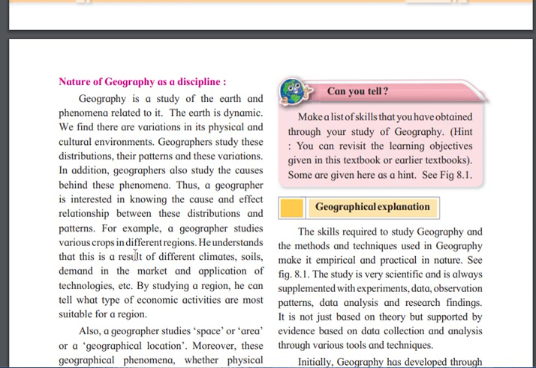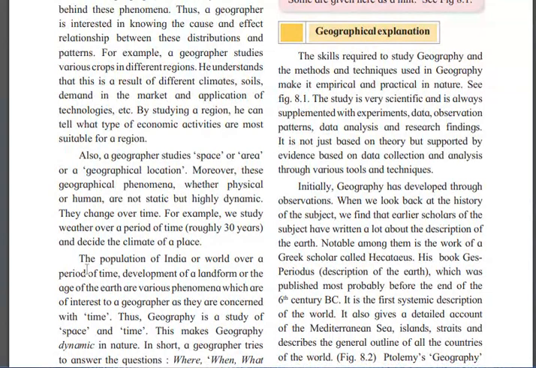And by studying a region, he tells what type of economic activities are more suitable for that. By understanding the region, the geographer can tell the country what type of economy we can consider in this particular region. Okay, also a geographer studies space or area or geographical location. So they are also studying the space, area and geographical location.